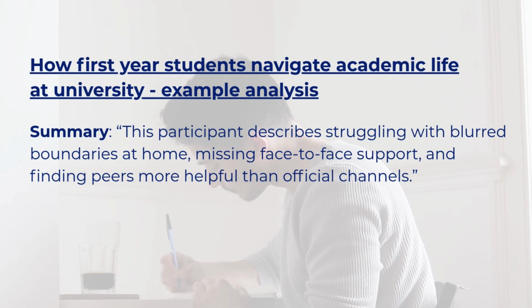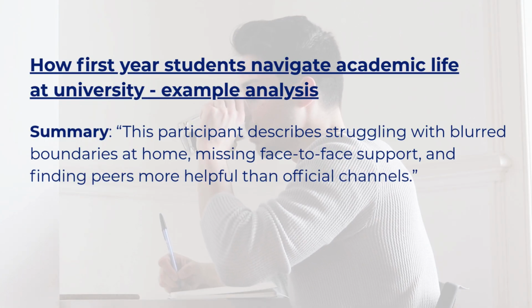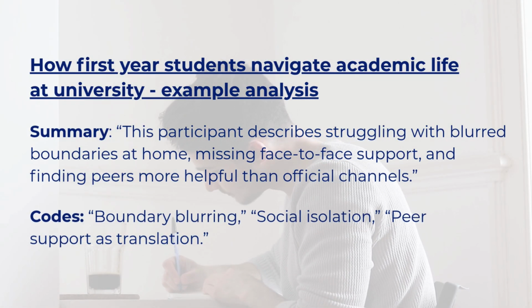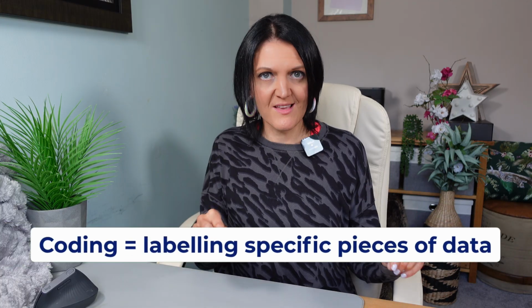Let's look at an example that might come from a social sciences research project. Summarising might be something like this. The participant describes struggling with blurred boundaries at home, missing face-to-face support, and finding peers more helpful than official channels. Coding, which is the later step we'll look at in a moment, might include identifying things like boundary blurring, social isolation, peer support. So summarising is about capturing the gist of something, or the vibe. Coding is about labelling specific pieces of data.